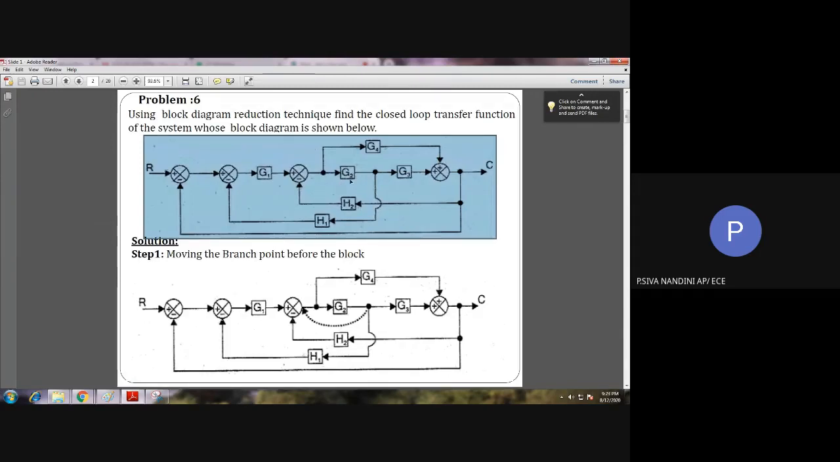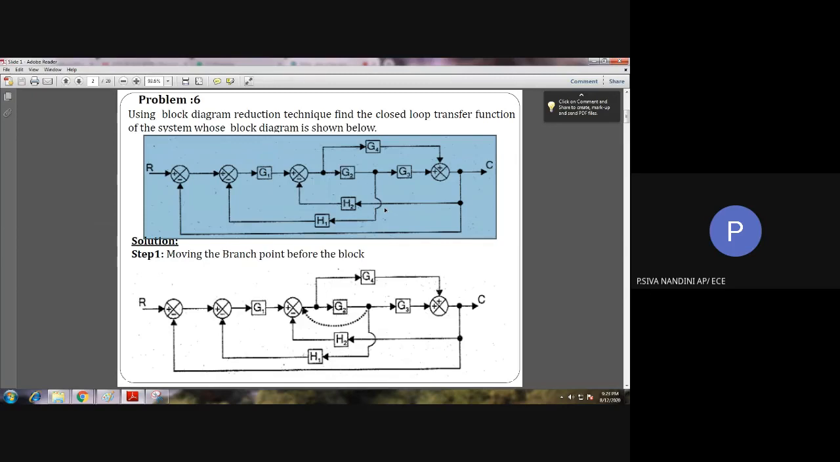Here there are some blocks in forward path G1, G2, G3, G4 and H1 and H2 are provided in the feedback path. So here we need to reduce the block diagram and find the closed loop transfer function of the system. So first we need to check whether there is any series blocks or parallel blocks or any negative feedback block. If we see, there is no such block, then what can we do? We can adjust a summing point or move a summing point or move a branch point and obtain a series or parallel or a negative feedback loop.